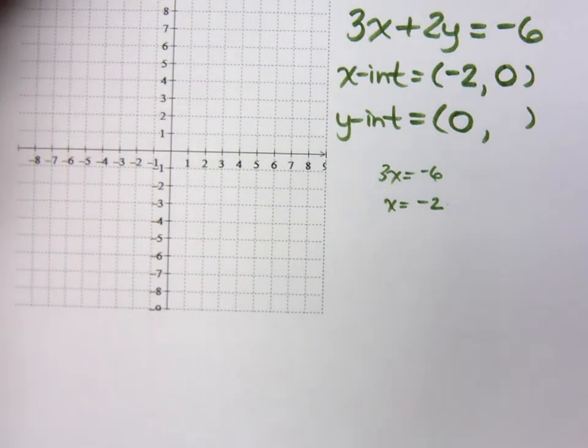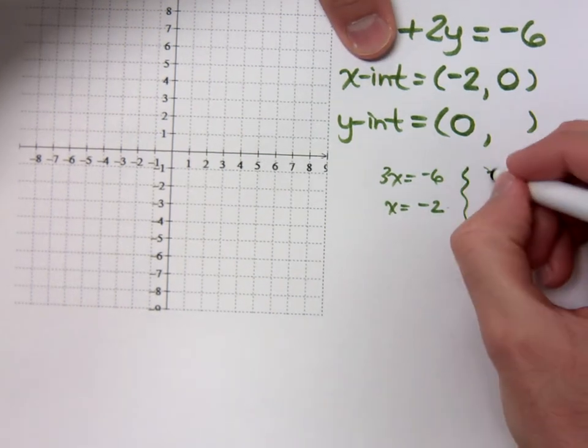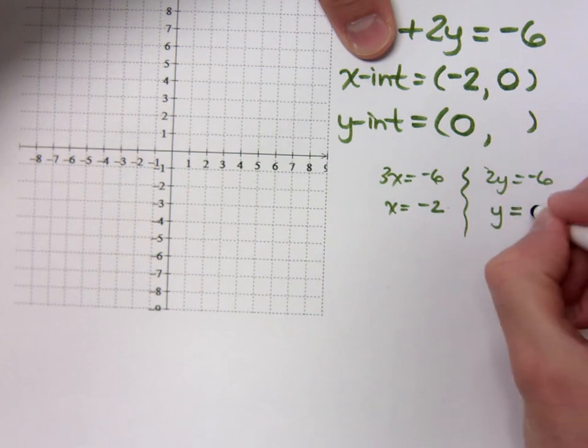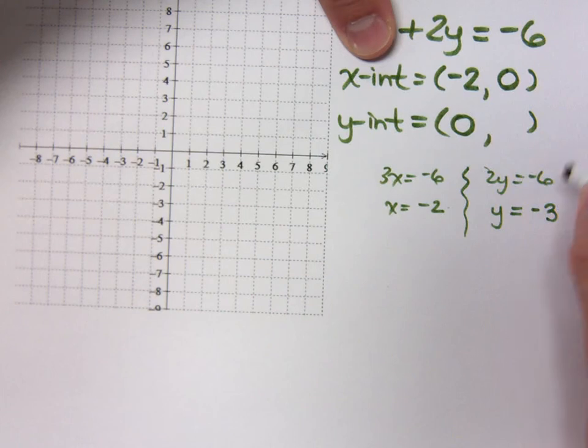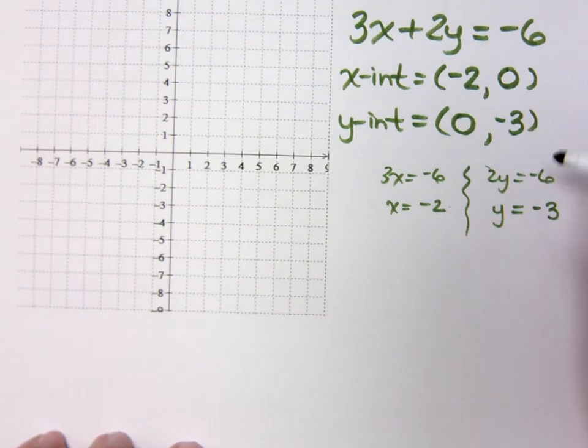Look at the other thing for the y-intercept. For the y-intercept, x is 0, right? So what's 3 times 0? And what I see here is that 2y equals negative 6, which means y equals what? Negative 3.